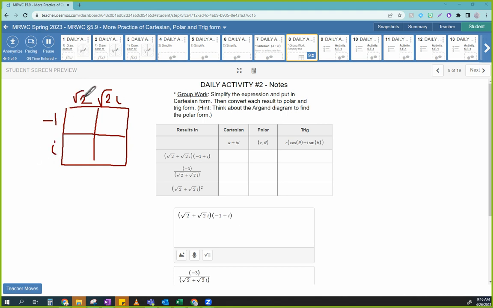Okay, so -1 times root 2 is what? Negative root 2, good. What's -1 times root 2i? Yeah, it's negative square root of 2i. I try to make it very clear that my i is not underneath the square root. Okay, make sure that that's super clear. So then this is i root 2. I actually like putting the i's in front of the square root so it's very clear.